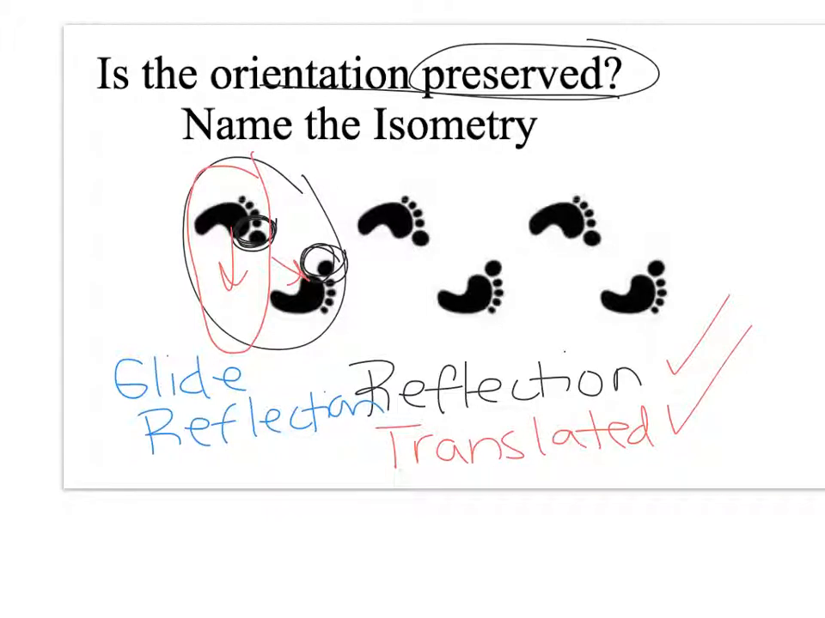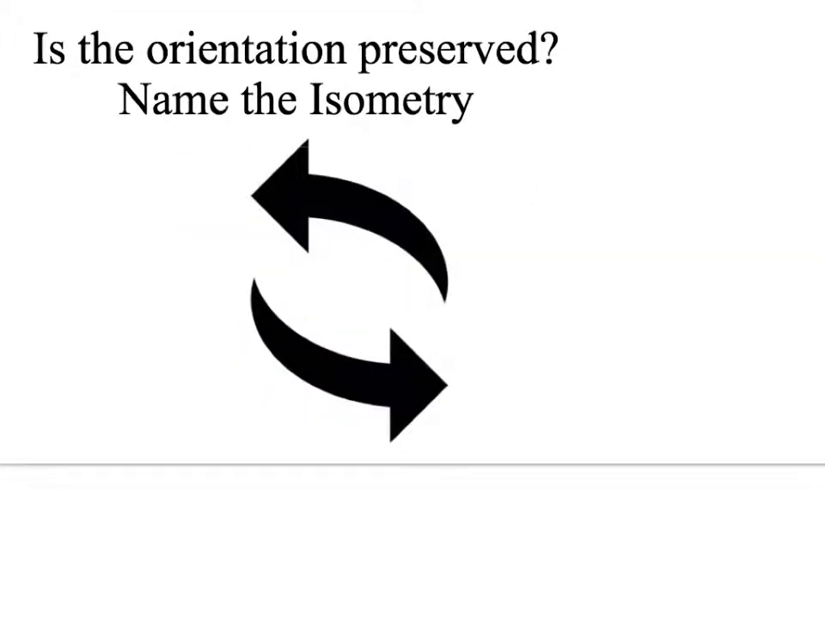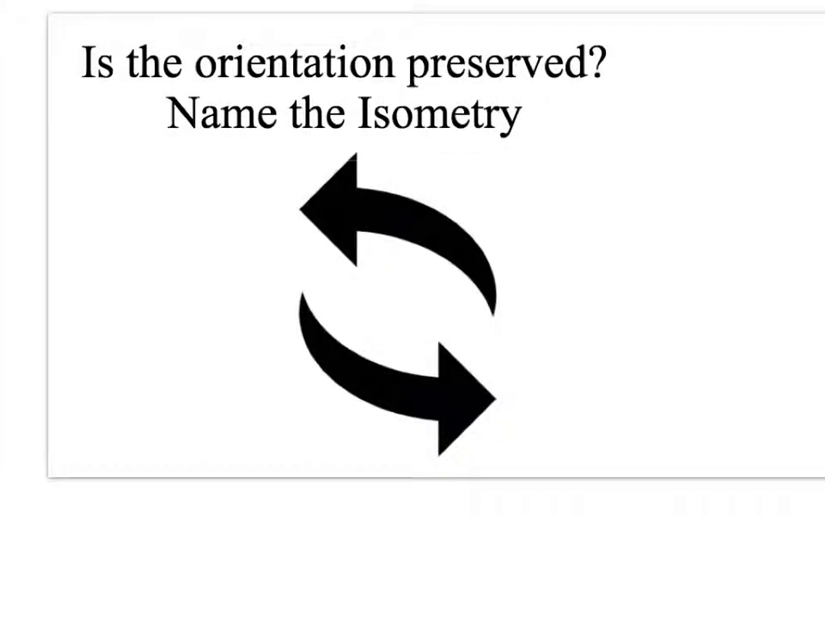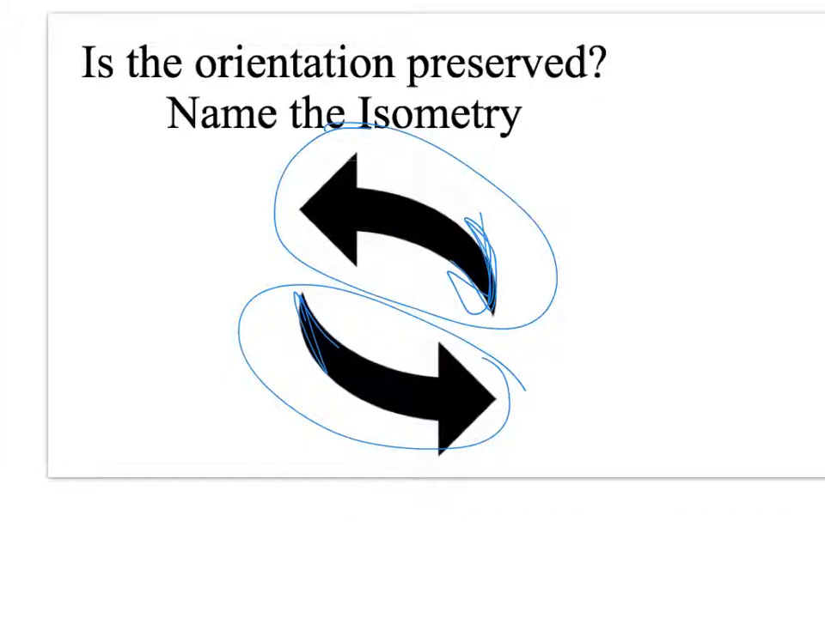So to answer the first part, is the orientation preserved? No. Name the isometry. It's a glide reflection. And then is the orientation preserved here? Yes. If I look at this arrow right here, this skinny part is on the left hand side, and over here this skinny part's on the left hand side. So yes, the orientation is the same, and it's just been rotated.